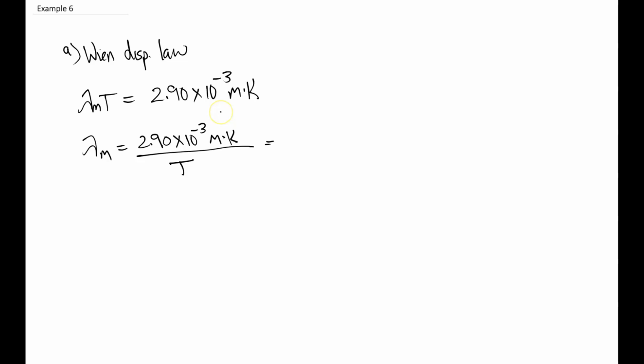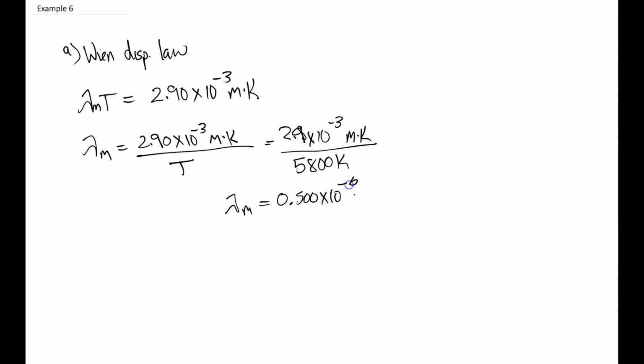And we're told that the temperature is about 5800 kelvins. So 2.9 times 10 to the negative 3 meter Kelvin over 5800 kelvins will give us a wavelength of about 0.5 times 10 to the negative 6 meters, which is the same as 500 nanometers.